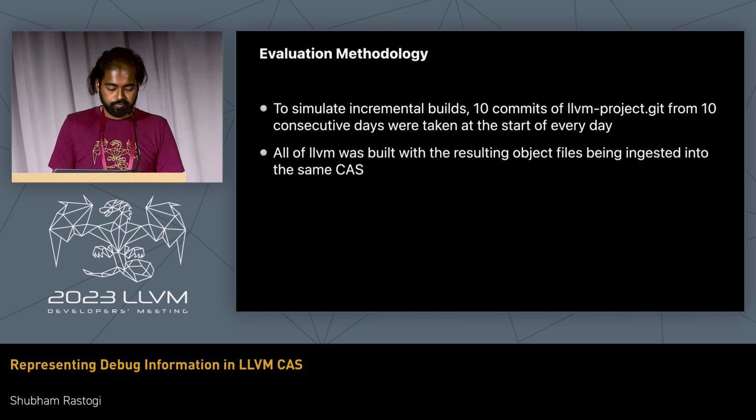To evaluate this methodology and make sure that it actually gives us some space savings, we wanted to simulate incremental builds, because that is a good evaluation methodology to see whether the CAS is helpful for space savings. To simulate incremental builds, we took 10 commits of the llvm project from 10 consecutive days, at the start of every day. We built all of llvm, with the resulting object files being ingested into the same CAS.